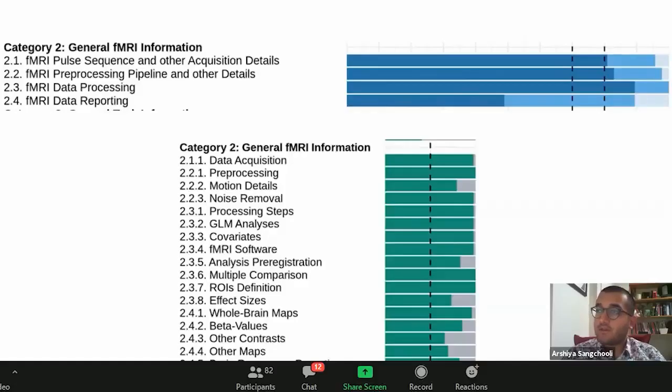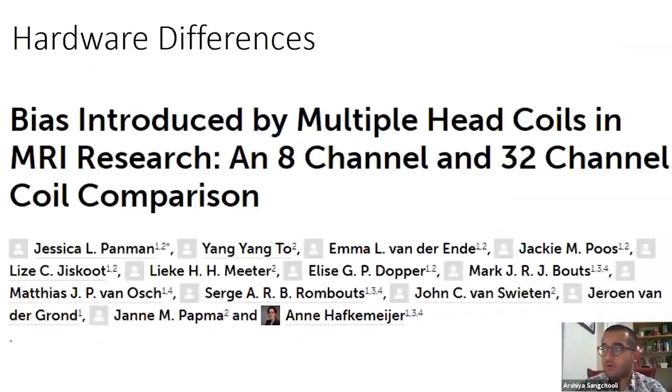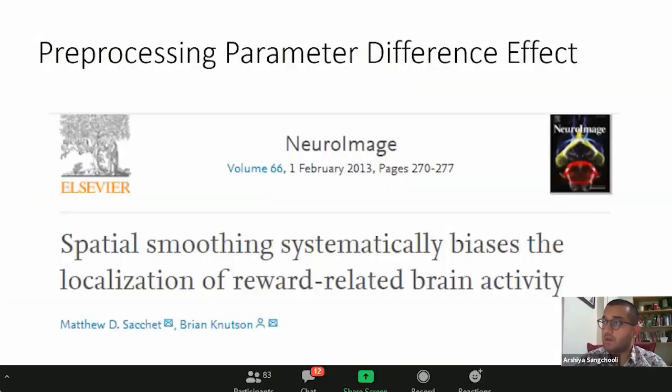The second category is the general fMRI information. It includes items such as fMRI pulse sequence and other acquisition details, fMRI pre-processing pipelines and other details, fMRI data processing and fMRI data reporting. As you can see, all the items in this category passed the strict consensus threshold. As you can see, it's the one on the right. The less stringent consensus threshold is. This category also is quite important. We know that each of the items in the category can directly influence the obtained fMRI signal. For example, even head coils and the number of channels can have an impact. For example, pre-processing steps such as spatial smoothing also can alter the results.